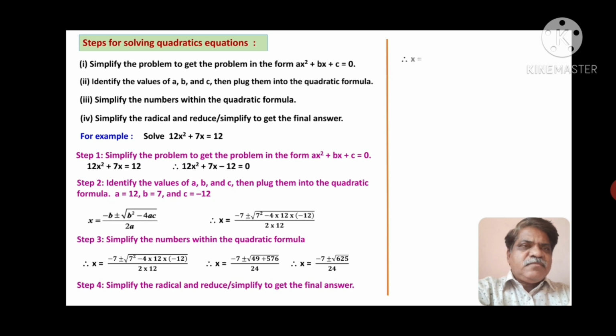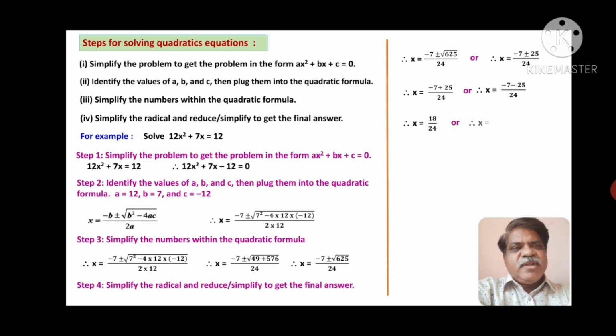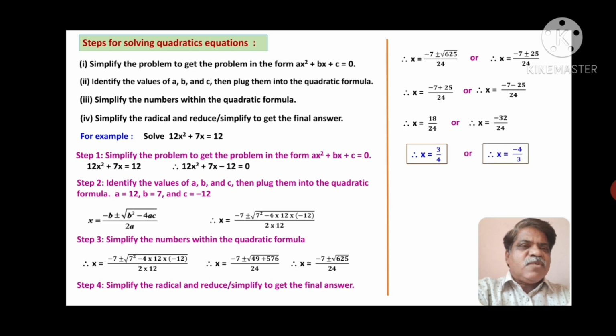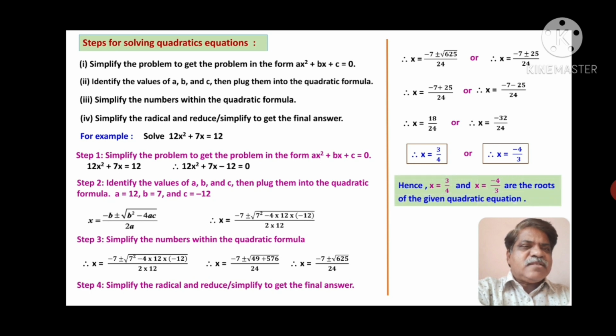Step 4, simplify the radical and reduce or simplify it to get the final answer. So here we will get x is equal to minus 7 plus or minus under root 625 upon 24, or x is equal to minus 7 plus or minus 25 upon 24. Therefore, x is equal to minus 7 plus 25 upon 24, or x is equal to minus 7 minus 25 upon 24. Therefore, you will get x is equal to 18 upon 24, or x is equal to minus 32 upon 24. That is, you can write x is equal to 3 upon 4 or x is equal to minus 4 upon 3. So friends, x is equal to 3 upon 4 and x is equal to minus 4 upon 3 are the roots of the given quadratic equation.